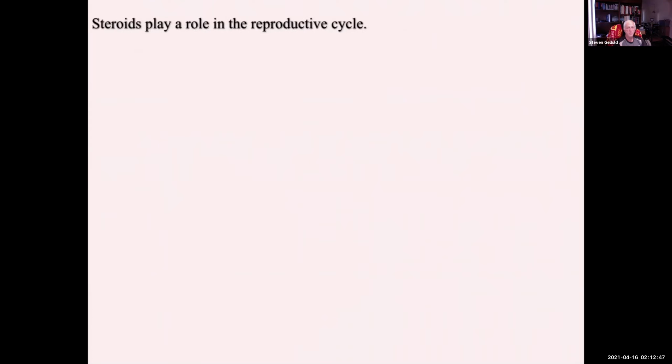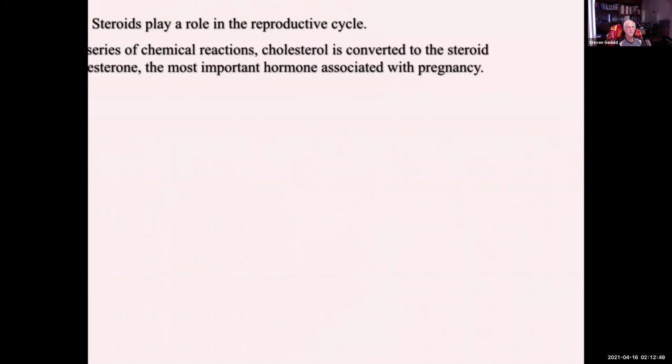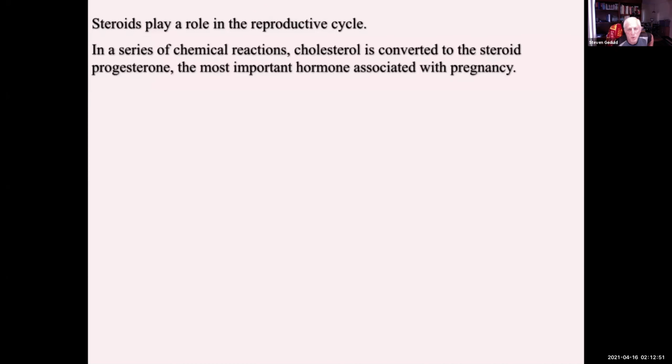Steroids also play a role in the reproductive cycle. Okay, in a series of chemical reactions, cholesterol is converted to the steroid progesterone. Progesterone is used during pregnancy to allow a fertilized egg to implant into the uterus. Okay, without progesterone being produced, the fertilized egg will not implant and pass right through. Okay, it causes a thickening of the endometrial lining. Okay, and it causes a preparation for the egg to implant there when it passes through there.